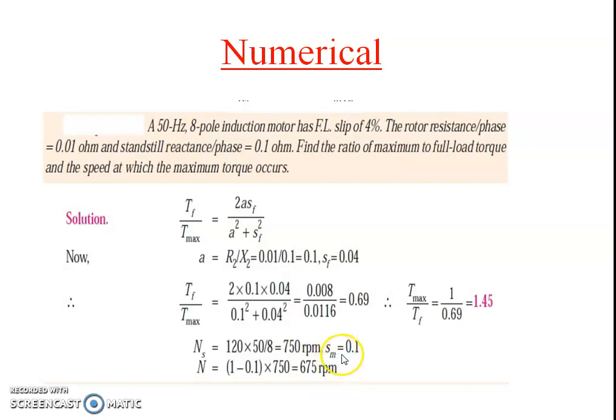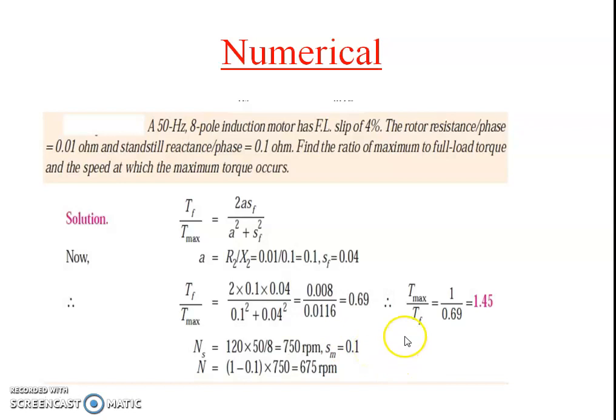How did we get this slip? How did SM equal 0.1 come? As we know, the condition for maximum torque is R2 equals S into X2. Is it? R2 equals S into X2. From that we have found SM. Did you notice how SM came? My condition is R2 equals S, that is the slip, into X2, the rotor reactance. R2 equals S into X2 is the condition.